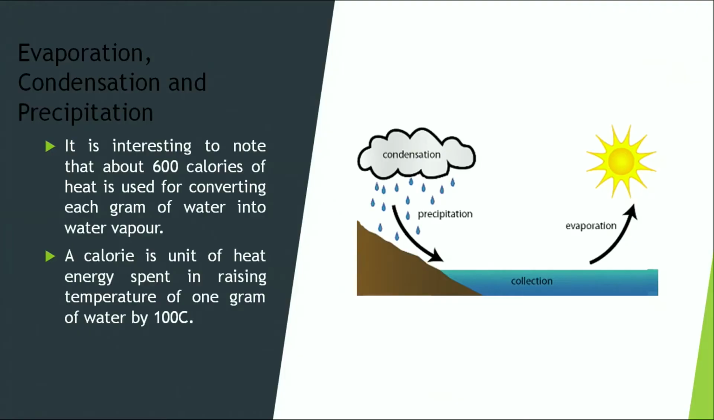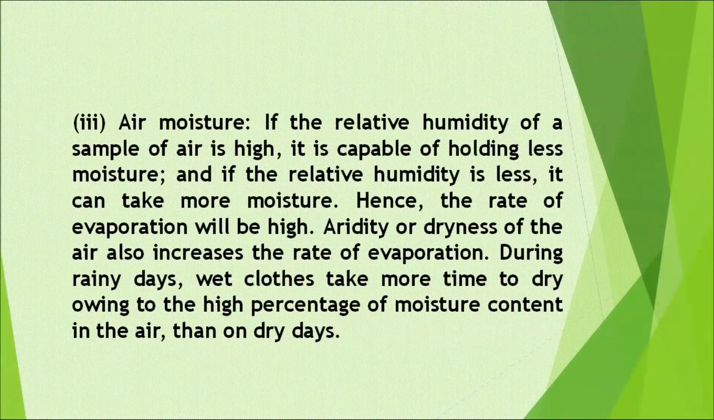Look at this very interesting picture, which is showing us the process of condensation, precipitation, evaporation, which further leads to precipitation. Air moisture. If the relative humidity of a sample of air is high, it is capable of holding less moisture, and if the relative humidity is less, it can take more moisture. Hence, the rate of evaporation will be high.